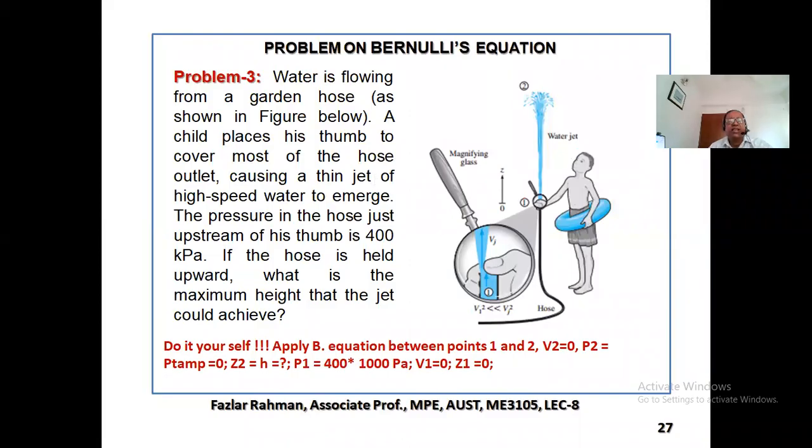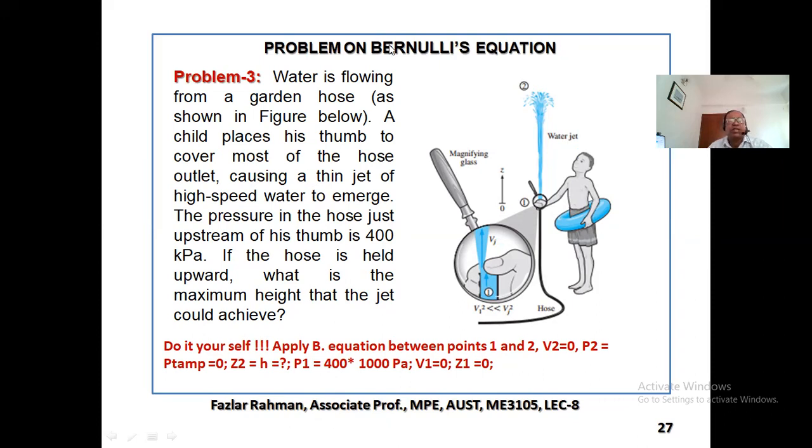Problem 3 is saying water is flowing from a garden hose, that is a plastic hose. A person placed a thumb to cover most of the hose outlet, causing a thin jet of high-speed water to emerge. The pressure in the hose just upstream of his thumb is 400 kilopascal. If the hose is held upward, what is the maximum height the jet would achieve?